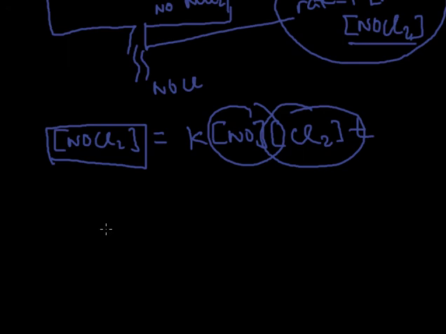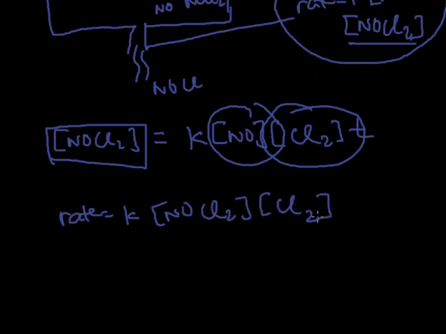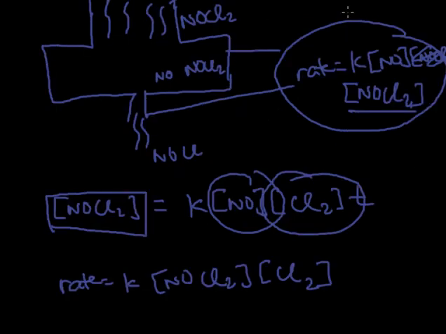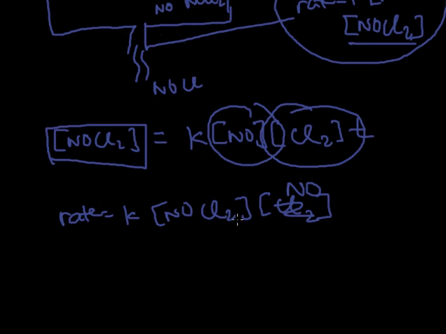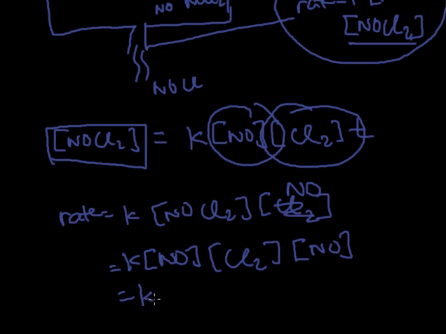So we can substitute it in. If we know that the rate equation is rate equals k[NOCl2] times [NO], then we can substitute this, because NOCl2 is dependent on NO and Cl2, so rate equals k[NO][Cl2] times [NO], or k[NO]² [Cl2]. Now you must be asking, what about this k, right?